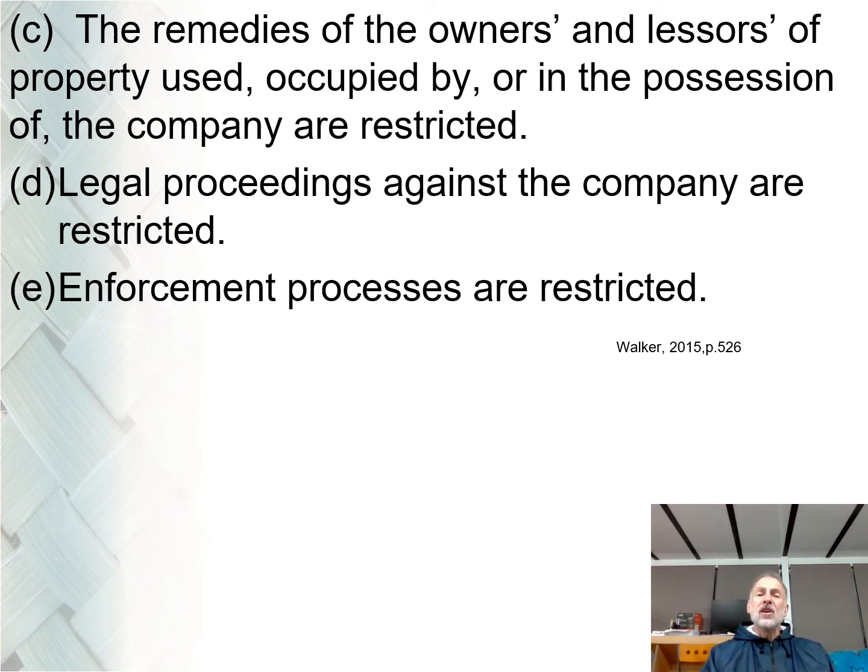Legal proceedings against the company are also restricted. Why? Because everybody knows they're in trouble. Enforcement processes are also restricted because if you don't give them a chance, how can they recover? This whole thing will have to be investigated by somebody who knows.